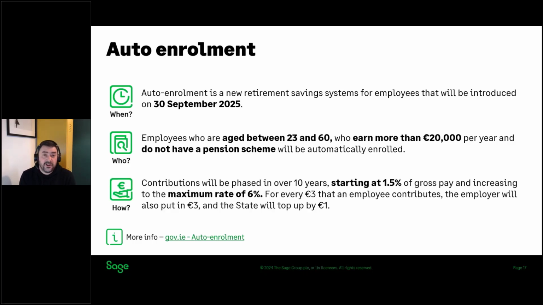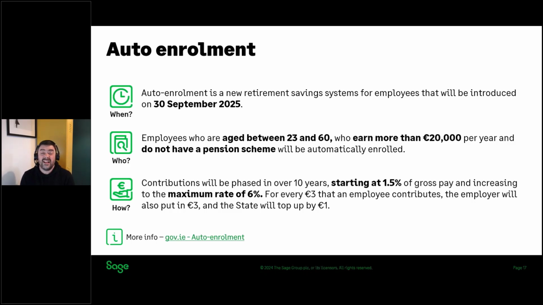So the way that the contributions are going to work is that they will be phased in over 10 years. Initially, both the employer and employee will pay a contribution of 1.5% of their gross earnings, and that's earnings up to €80,000 per year. And that will increase gradually over that period of 10 years to the maximum rate of 6% contribution for both employee and employer.